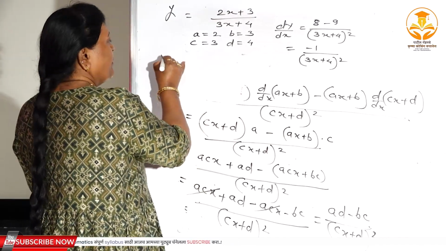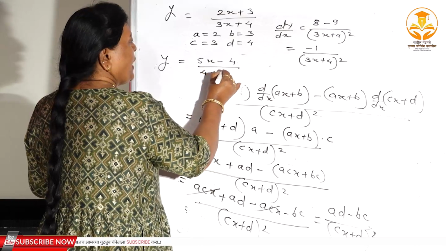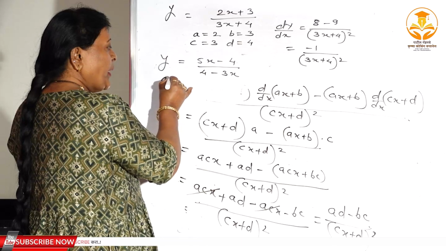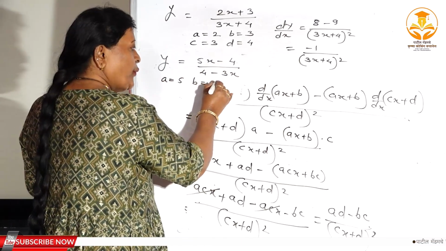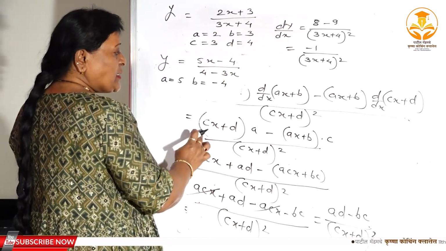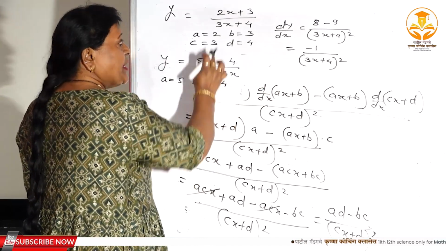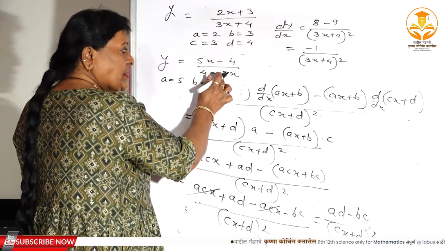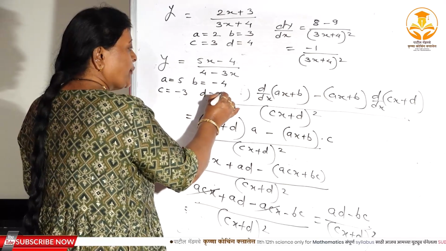Suppose I take here y is equal to (5x minus 4) divided by (4 minus 3x), isn't it? Again, what is a? a is equal to 5. What is b? Minus 4. And here our formula is (ax plus b) divided by (cx plus d). Therefore, this is c, it is nothing but minus 3, and d is equal to 4, right?